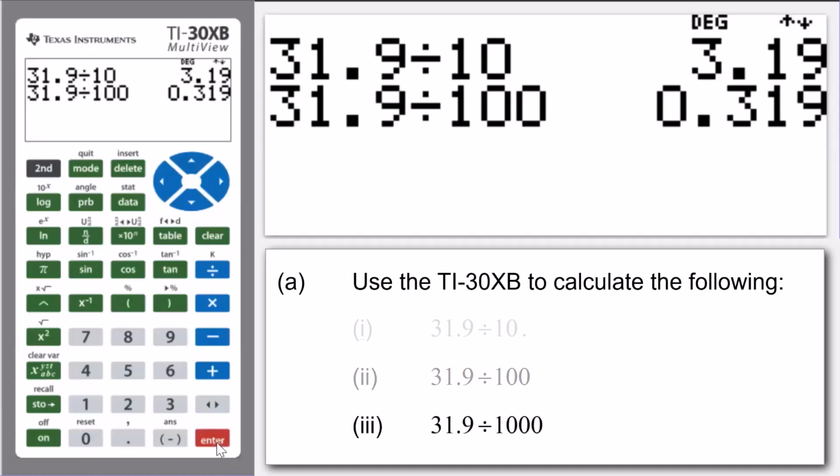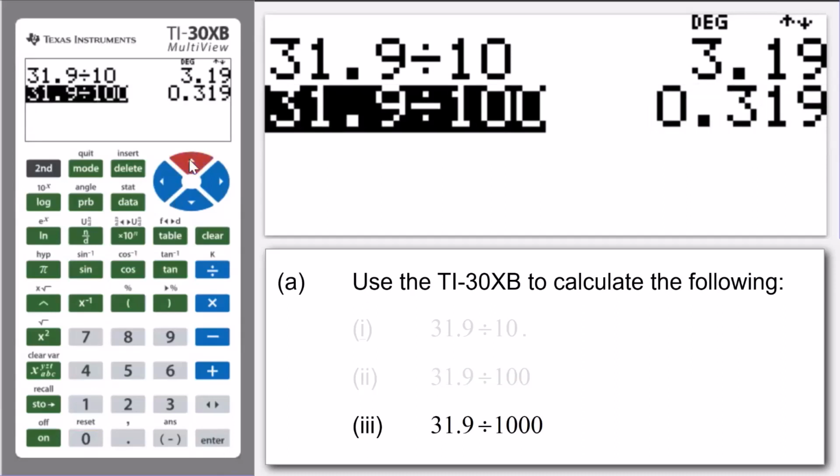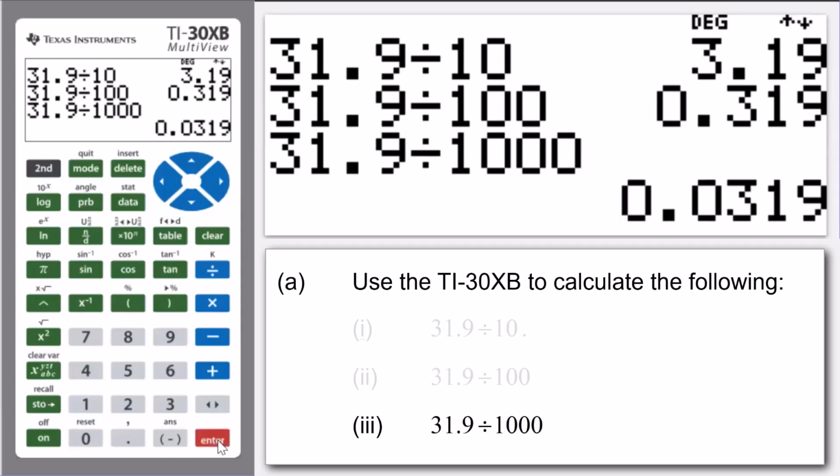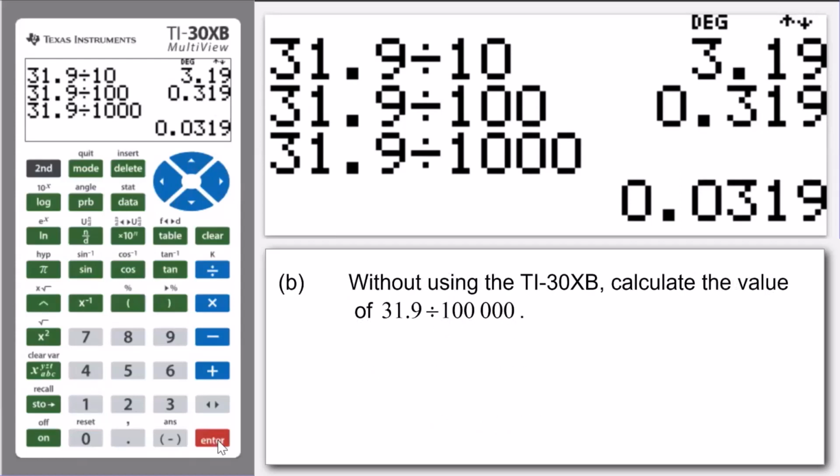Let's now do A part 3. Up arrow twice to highlight that previous input, press enter, add a 0. So now we've got 31.9 divided by 1,000. The effect here is adding a 0 to that second number. What's going to happen is we're going to get a 0 immediately after the decimal point when we press enter. And there we go. So 31.9 divided by 1,000 is 0.0319.